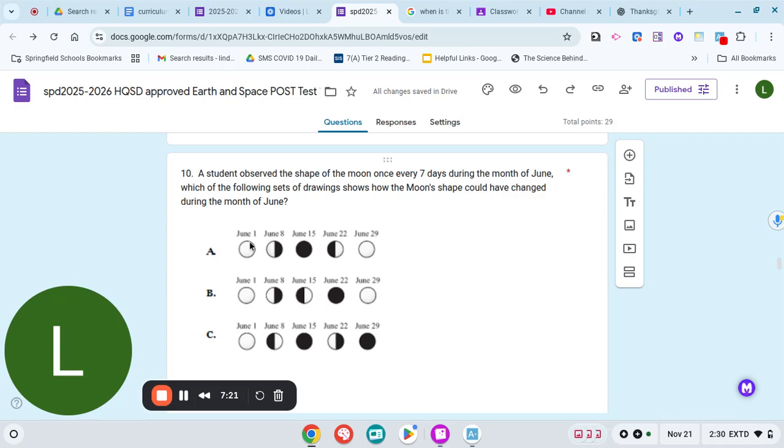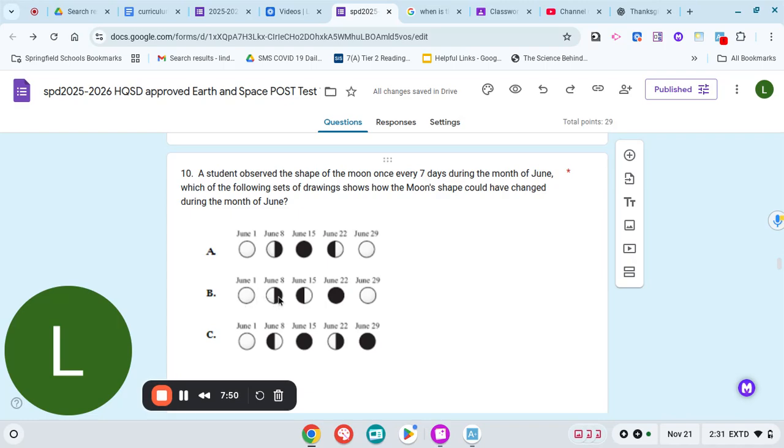So if we choose A, you're saying it starts out like this on June 1st. 1 week later, it would look like this on June 8th. 1 week after June 8th, it would look like this on June 15th. 1 week after June 15th, it would look like this on June 22nd. And 1 week after June 22nd, it would look like this on June 29th. That's choice A.